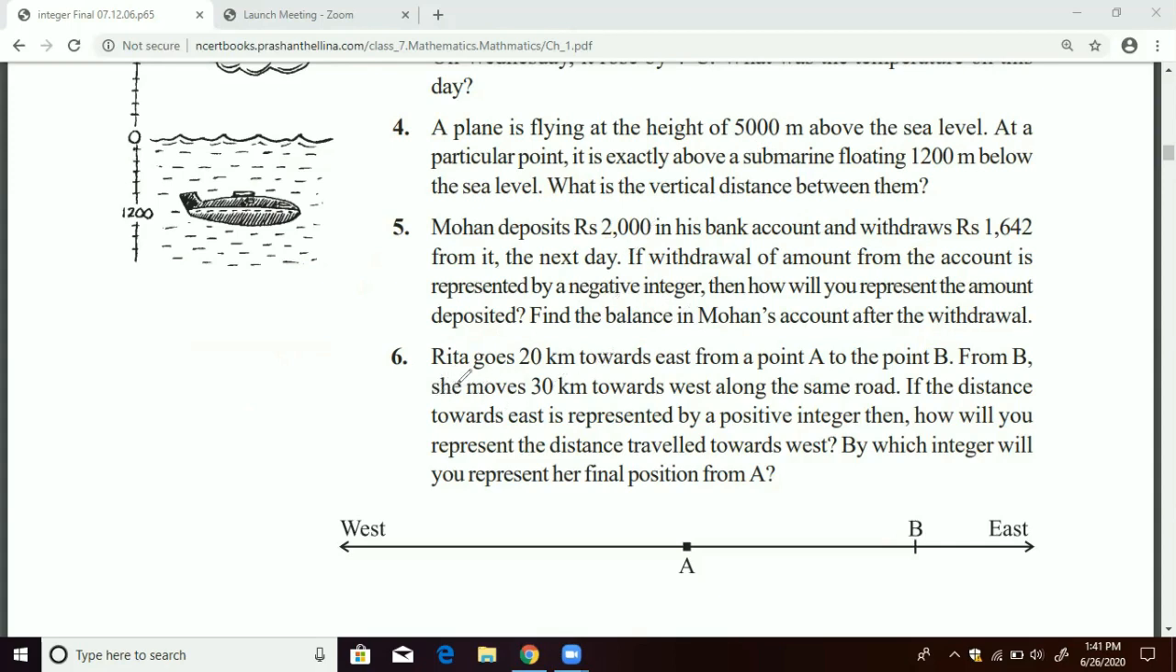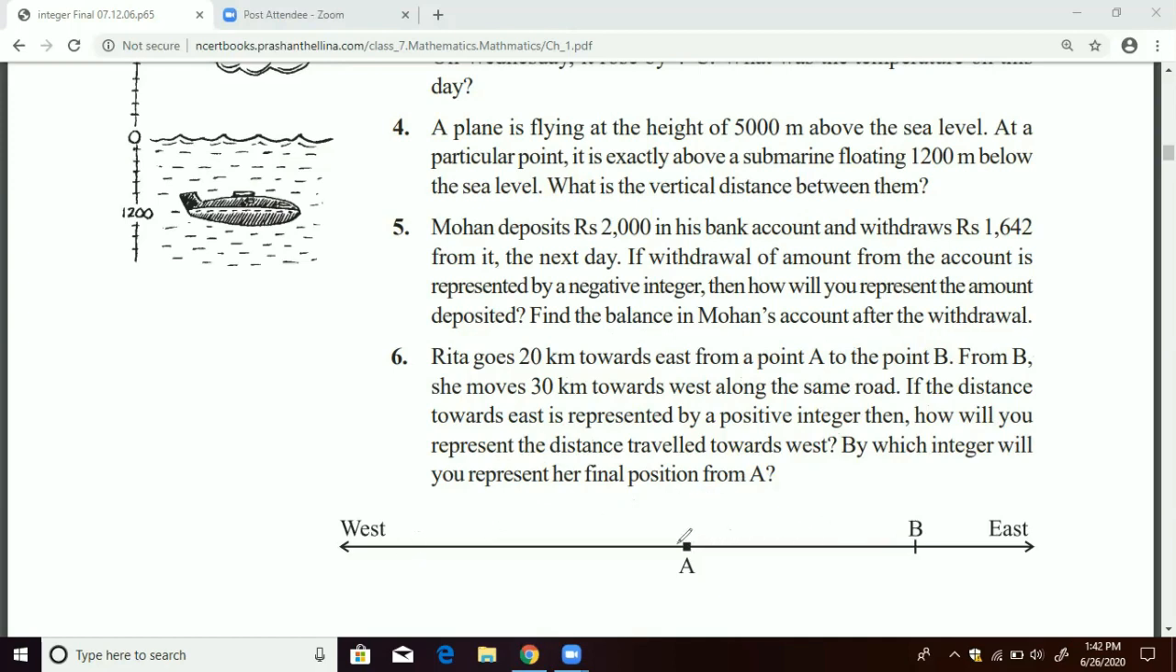The sixth question is: Rita goes 20 kilometers towards east from point A to point B. From B, she moves 30 kilometers towards west along the same road. If the distance towards east is represented by a positive integer, how will you represent the distance traveled towards west? By which integer will you represent her final position from A? A figure is also given in this question.